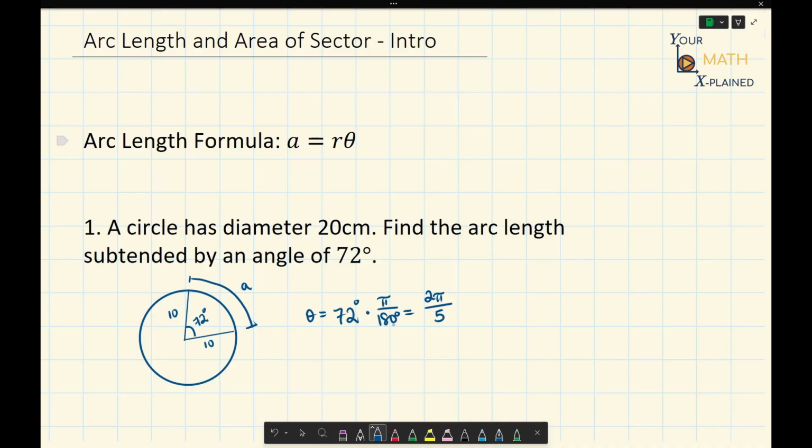So then our arc length, A, is equal to the radius, which is 10, multiplied by theta, which is 2 pi over 5. And we can always just leave this answer with pi. So A is equal to 4 pi centimeters.